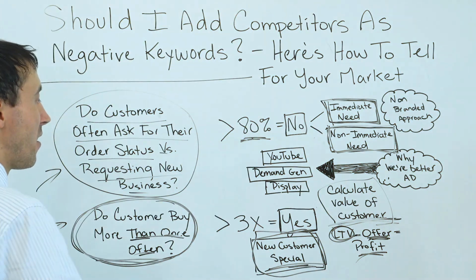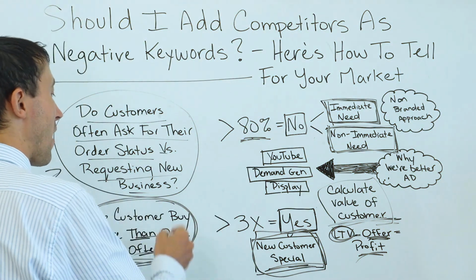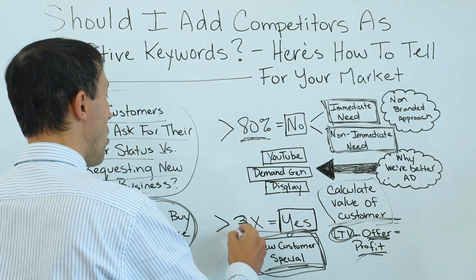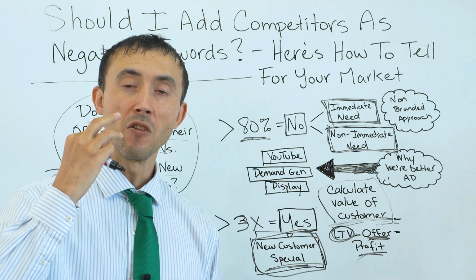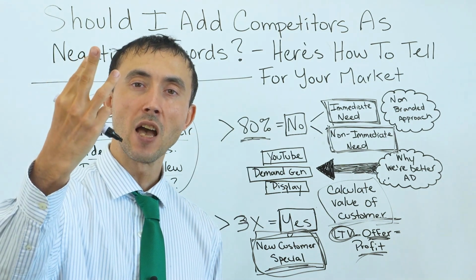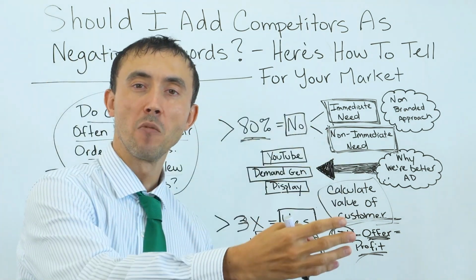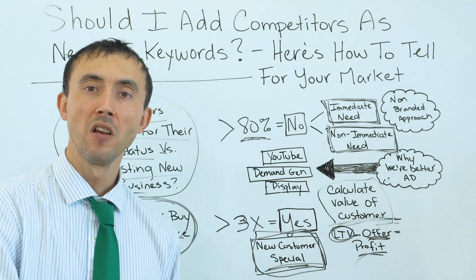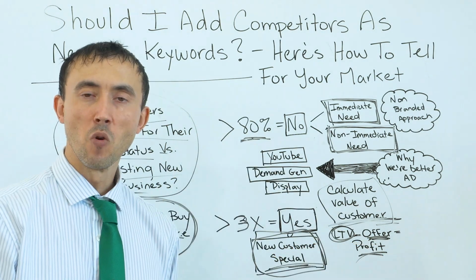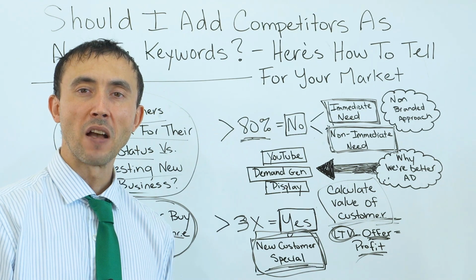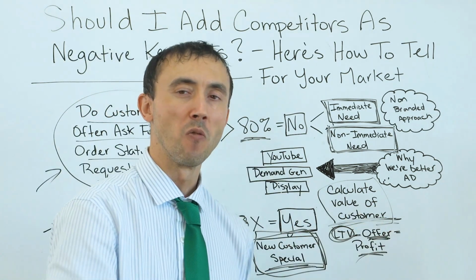So for that matter, the general formula that I follow is if I know that a customer will typically spend and do business with either us or the competitor at least 3 times, I'm not going to add the competitor names as a negative keyword, because the cost of getting that competitor's customer will be offset by what I'm going to make from that customer in the long run, and I'll go for it.